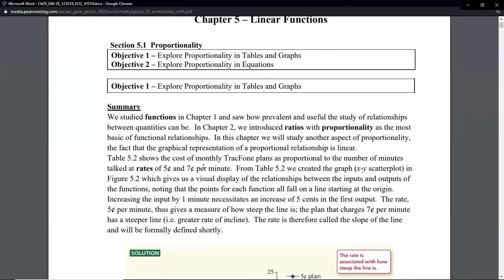Versus another plan that 1 minute's going to cost you 7 cents. Second minute's going to bring you up to 14 cents. Talking 3 minutes is going to cost you 21 cents. Talking 4 minutes is going to cost you 28 cents, etc. Now, the first thing you're going to think is, well, why would you want the 7 cent per minute plan? Give me the 5 cent per minute plan. That's just silly to pay 2 cents more per minute.